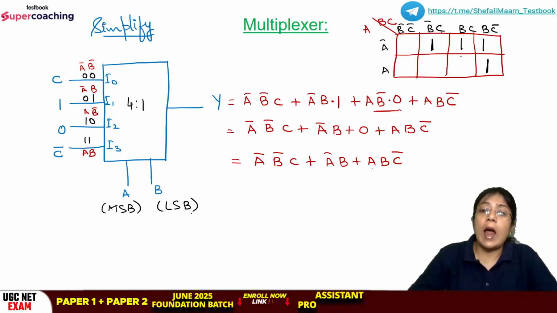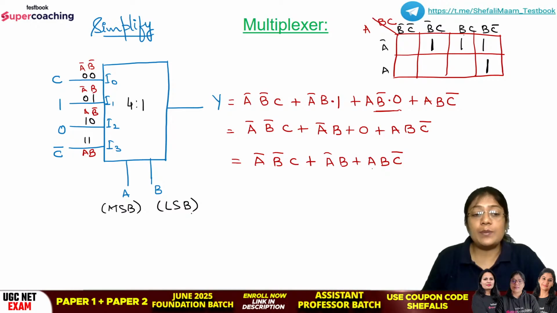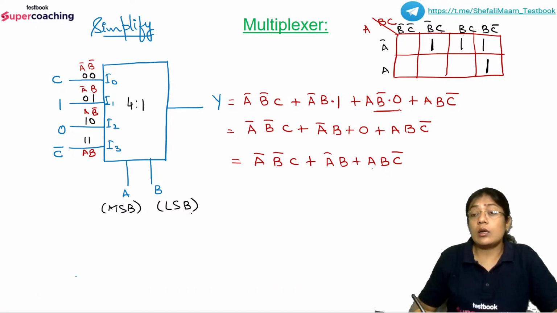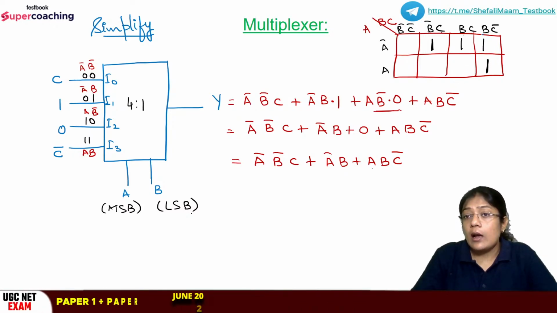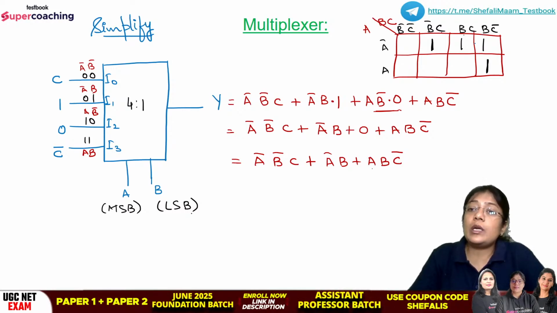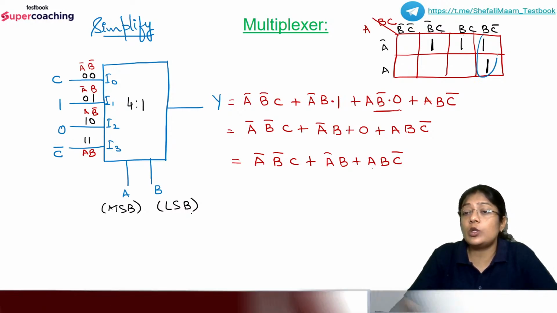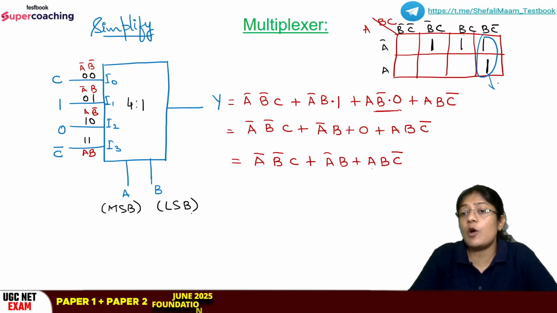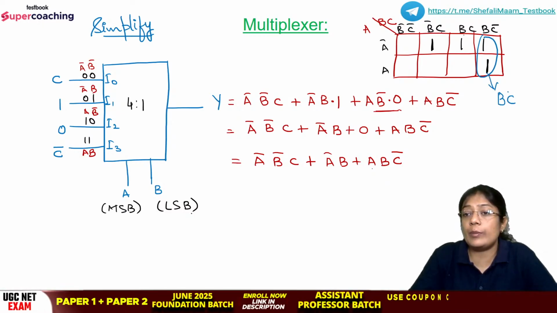We need to identify the minimized expression. That means minimum number of groups find करने so that it will cover all the ones. Quad is not possible क्योंकि जब भी आप grouping करते हो it should be forming a rectangle. यहाँ पे L shape बन रही है which is not possible. तो मेरे पास यहाँ पे एक pair बन गया and the name of this pair is BC complement.